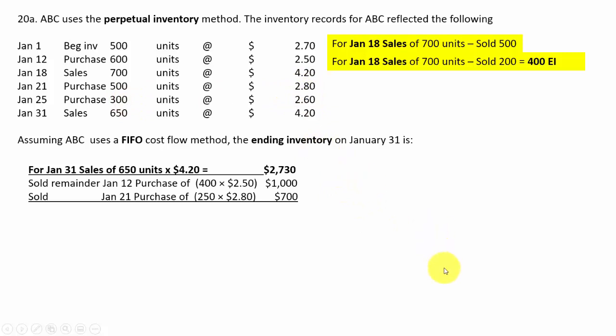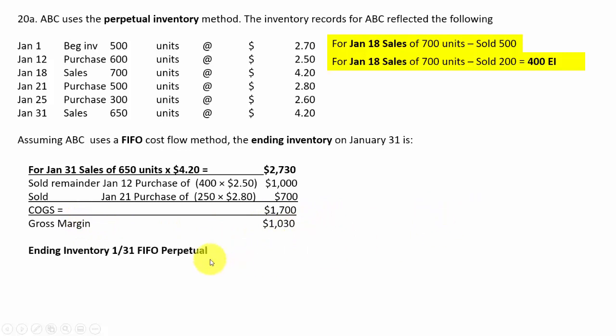So let's go on through here. Cost of goods sold, we don't care about it, but we're going to calculate it anyway. Cost of goods sold will be the sales minus these two costs, which would be $1,750 for cost, which would be a total gross margin of $1,030. That's good to know. We don't care about it though. What we care about is ending inventory.